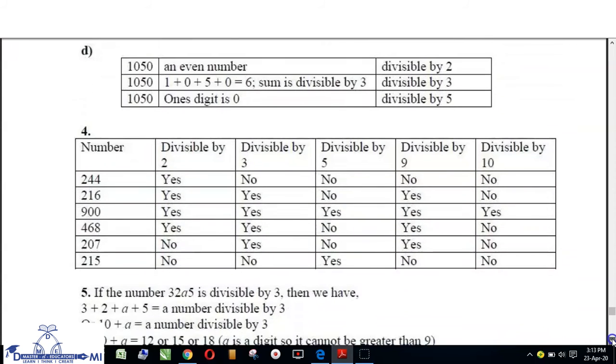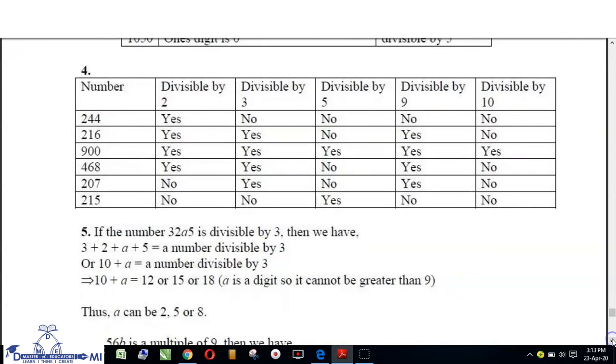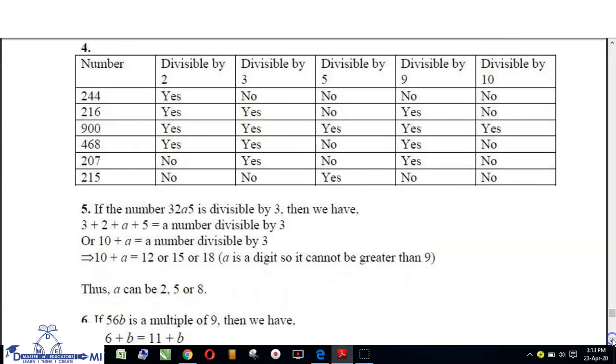Then we move to question number 4. There we have a set of 1, 2, 3, 4, 5, 6 numbers, and we are supposed to test their divisibility by 2, 3, 5, 9 and 10. Previously we just did divisibility by 2, 3 and 5. So the divisibility rule of 9, you know, the sum of the digits must be divisible by 9, and 10's divisibility rule you know as well, that is the units place must be 0. So again you can do this question yourself. This is also a kind of exercise for you. It's quite easy and you can fill in the box quite easily.